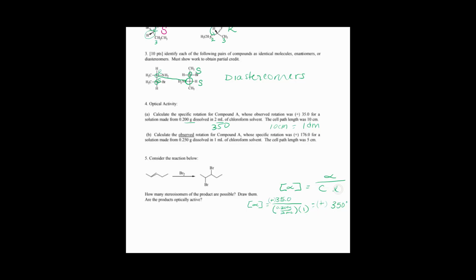So for B, we will calculate the observed rotation in a similar manner, but this time we're given the specific rotation. So we put the positive 176.0 on the left side of the equation. We're calculating the alpha in the numerator. We have our concentration of 0.250 grams per 1 milliliter here. And the path length this time is 5 centimeters. Well, 5 centimeters is half of a decimeter because a decimeter is 10 centimeters. So to do this calculation, I'm going to multiply both sides by the denominator.